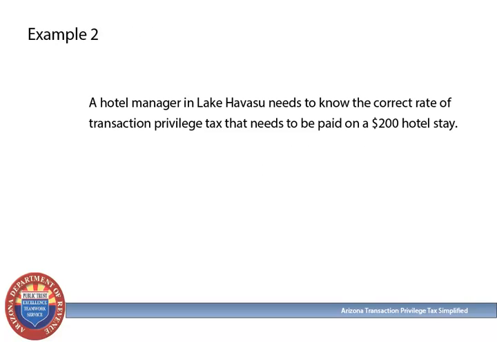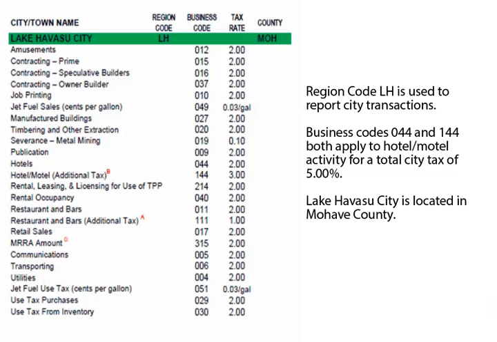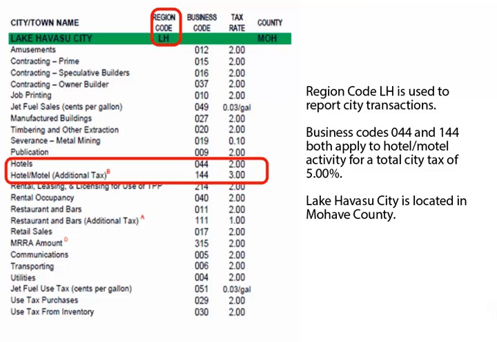For example 2, a hotel manager in Lake Havasu City needs to find the correct rate of transaction privilege tax that needs to be paid on a $200 hotel stay. The city TPT information from Table 2 shows the region code LH is used to report the city transactions. The business code of 044 would be used to report hotel gross receipts, in addition to code 144 as hotel motel additional tax. The total city tax rate for hotel businesses is 5%.